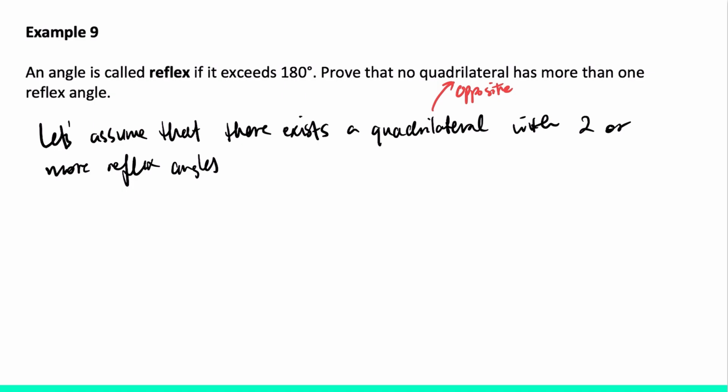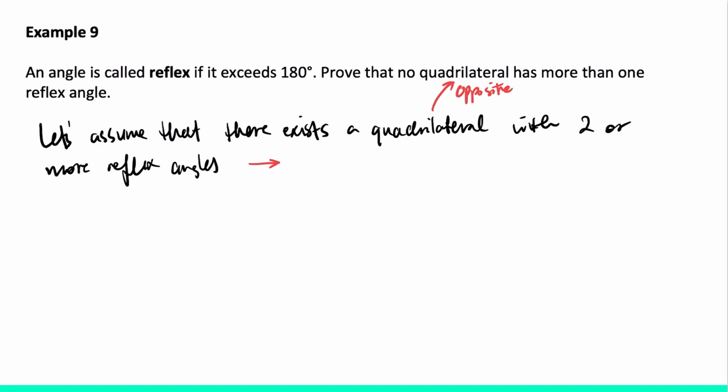Now, same idea as the last exercise. If I can prove that this contradicted statement, the opposite statement, is false, then that would say that the original statement must be true. So let's assume that there exists a quadrilateral with two or more reflex angles. If I can prove that that is not possible, then that must mean that there is no quadrilateral that has more than one reflex angle. So this is how you essentially prove using contradiction. You create a statement that is the opposite, and then you prove that it doesn't make any sense. It's a false statement, and if it's a false statement, then the original must be true.